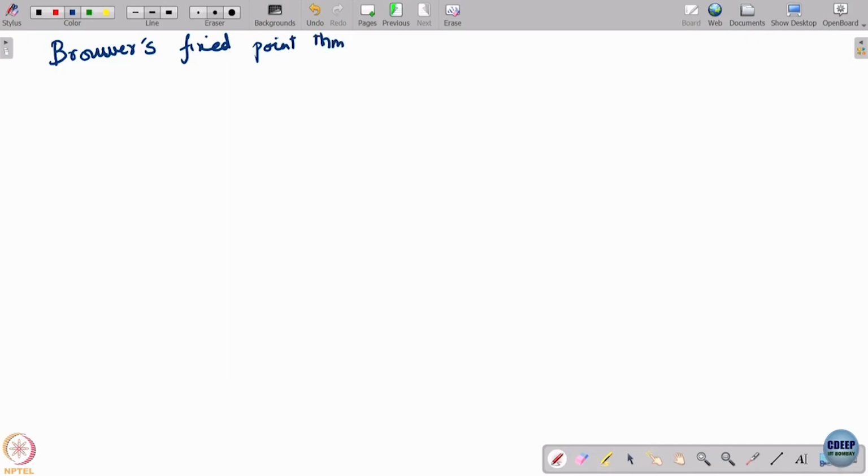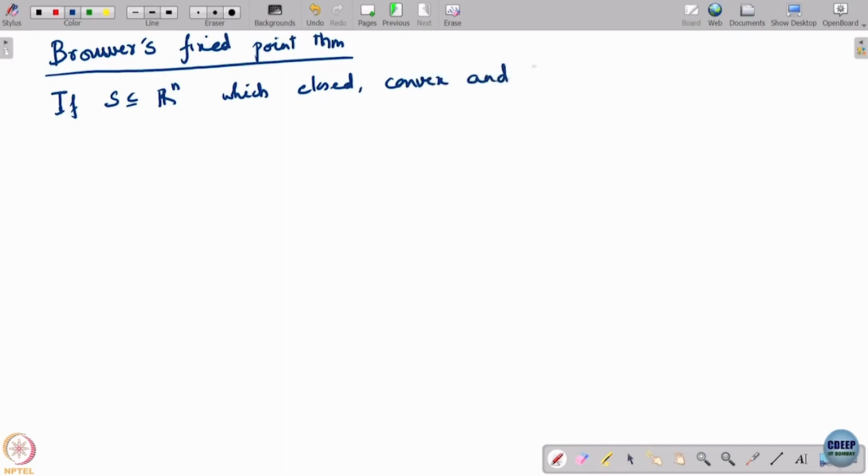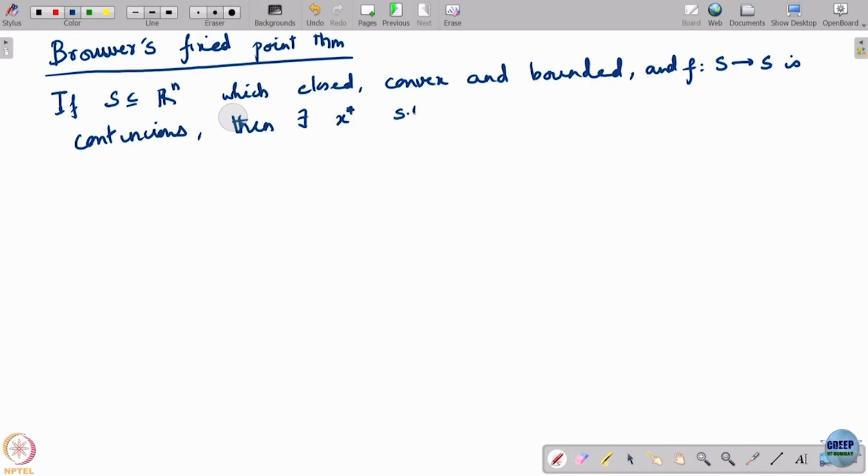So Brouwer's fixed point theorem essentially says this. If you have a set S, subset of R^n, which is closed, convex and bounded, and f which maps S to S is continuous, then there exists an x star in S such that f of x star is equal to x star.